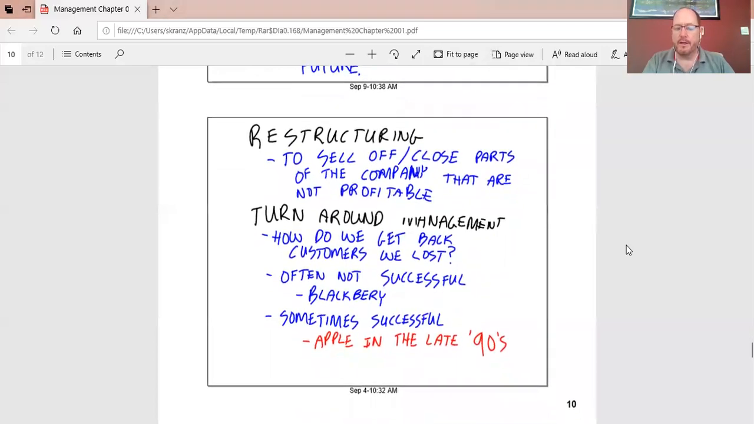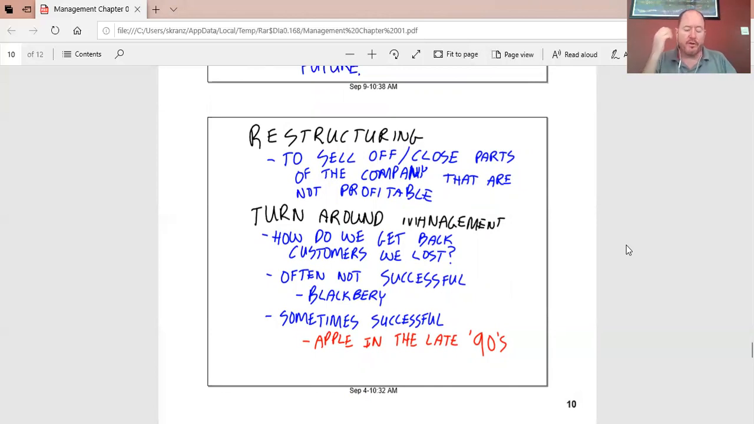Restructuring, I'm not going to spend a lot of time on these because you'll cover it in the future, when you move up in the business program. Restructuring means to sell off or close parts of the company that were not profitable. BlackBerry tried this. They tried selling off parts of their company, and they changed their core competency, by the way. BlackBerry now focuses on delivering, I don't know exactly what they do. Anyhow, BlackBerry is profitable today, but they're not profitable doing what they did in the past.